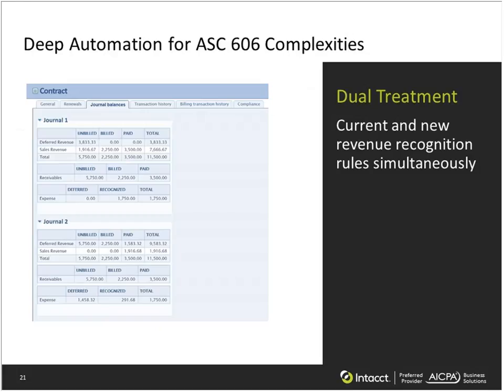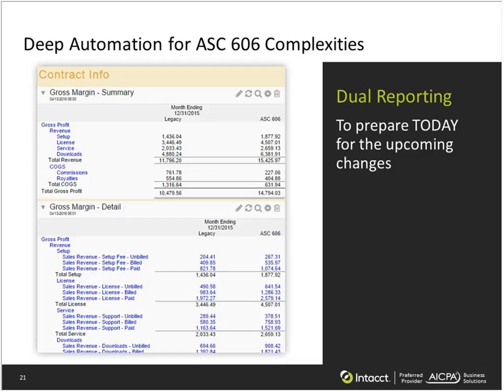The first thing that we're giving our customers the ability to do is to take a contract and apply both the current and the new revenue recognition simultaneously. So understanding at the contract level the deferred revenue, the recognized revenue, the billed revenues, unbilled revenues, that is extremely valuable, because by applying dual reporting at the contract level, we can then roll it up at the aggregate level and provide dual reporting of results according to both the current and the new guidelines.